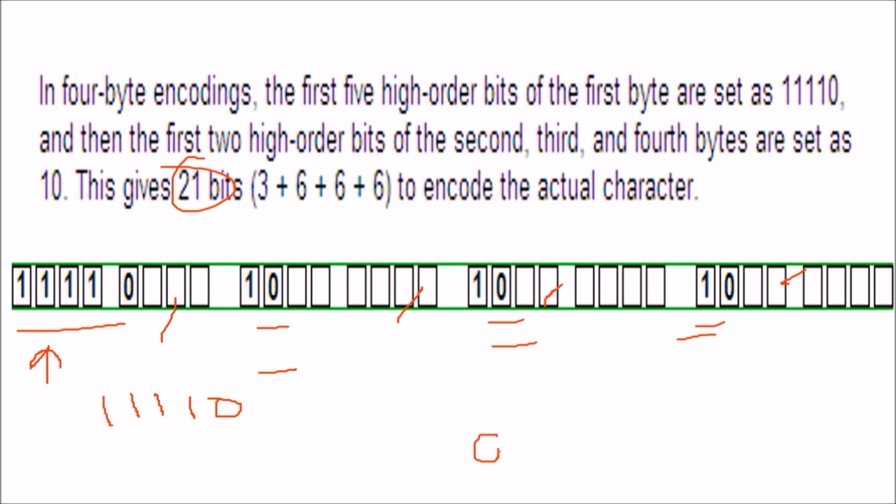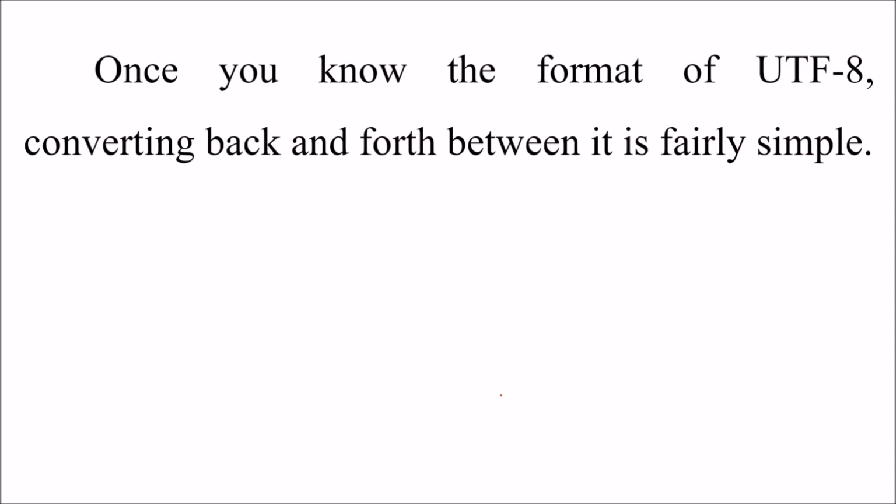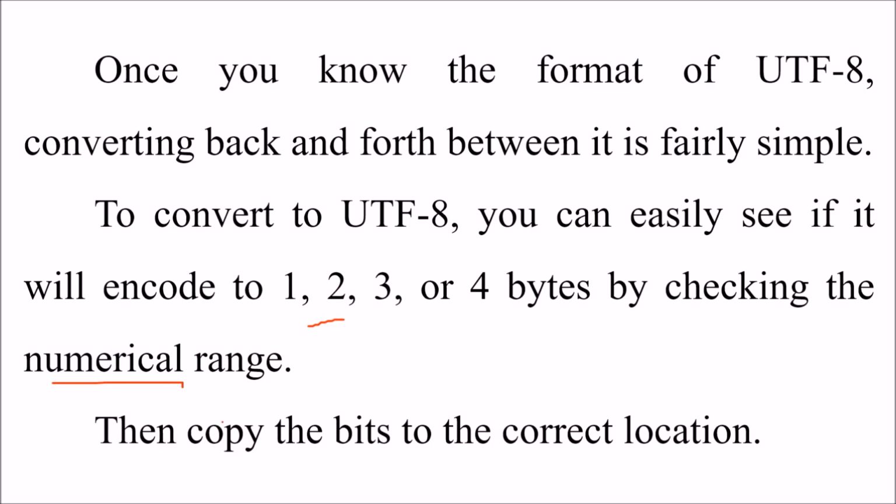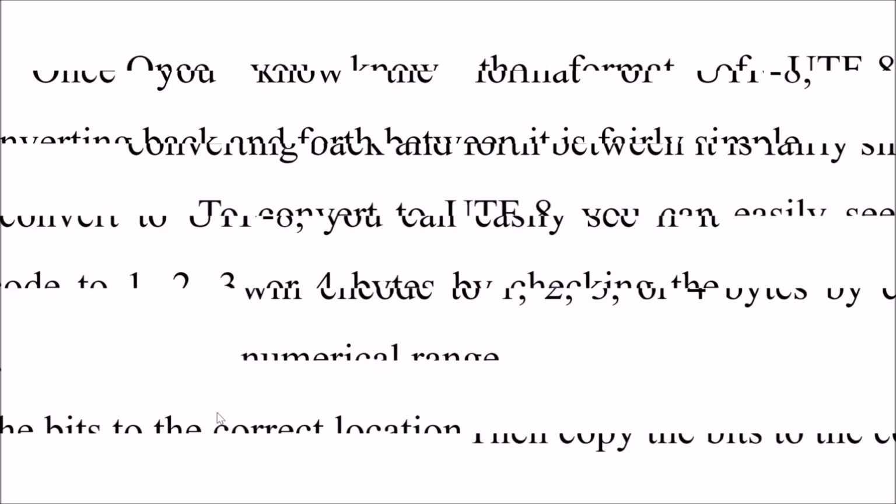So how many characters can we encode? 0 to 2 to the power 21 minus 1. These are the numbers. So 1 1 2, I hope you remember that number, that has come from here only. Once you know the format of UTF-8, you can just convert it back and forth. It's quite simple. To encode, you check the numerical range to see whether it will be encoded in 1, 2, 3 or 4 bytes, and then you just copy the bits to the correct location.